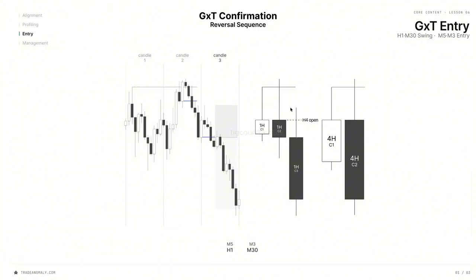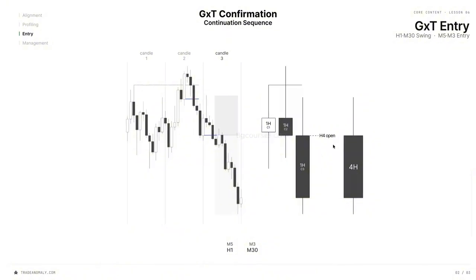How are we going to confirm the high of C3, or the wick? An order block. Once we have that change of state delivery, you are good to enter, at least targeting 2R. Now let's go over the continuation sequence.